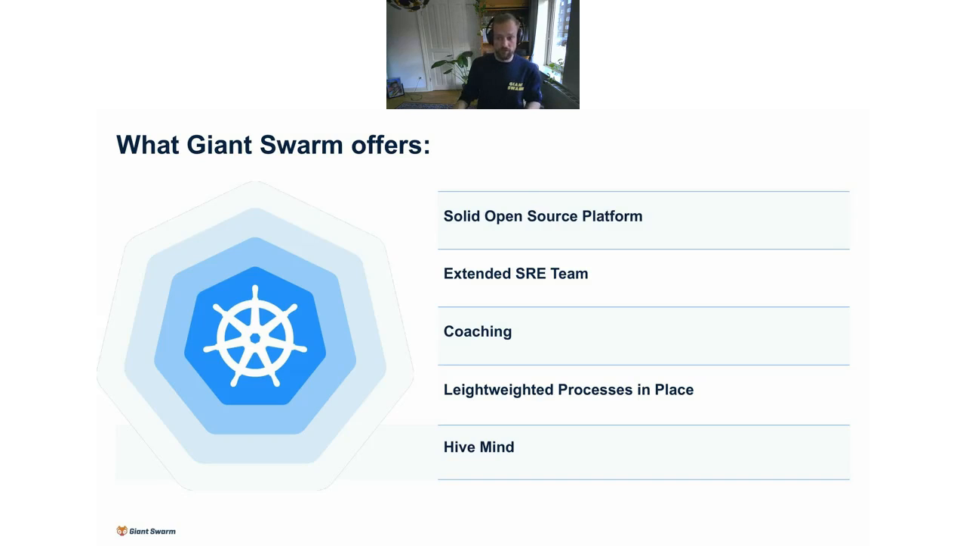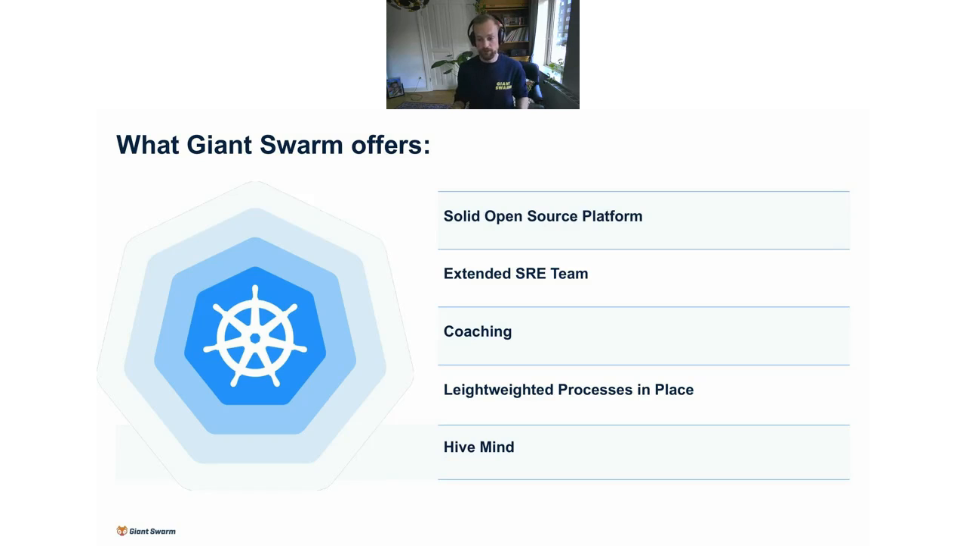And also we have, for example, no ticket handling. You have a direct Slack channel to our SRE teams, so that when you have a question, an issue or something like that, you can always reach out to us via Slack, and you get help immediately. So it feels like we are sitting next to your table and helping you on your journey.